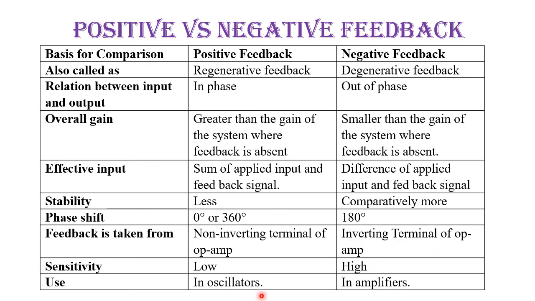All right, then the sensitivity of positive feedback is comparatively lower, whereas the sensitivity of negative feedback is higher. Then the positive feedback is mainly used in oscillator circuit, whereas the negative feedback is mainly used in amplifier circuit. So these are the differences or comparison between positive and negative feedback operational amplifier.